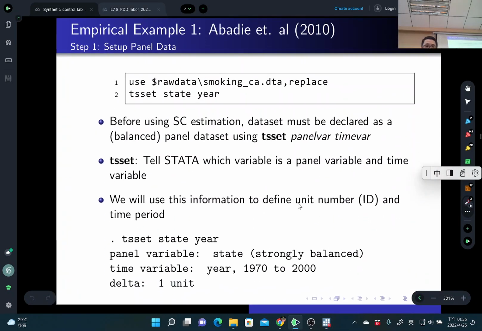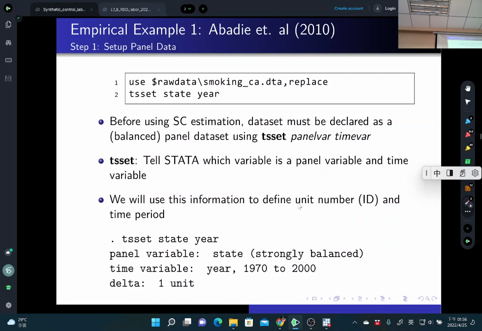So the first thing you need to do is declare that this data set is panel data. What is the panel variable and what is the time variable? You need to use tsset, which tells Stata which variable is the panel variable and which is the time variable. That's a very standard step you need to do when you use panel data.